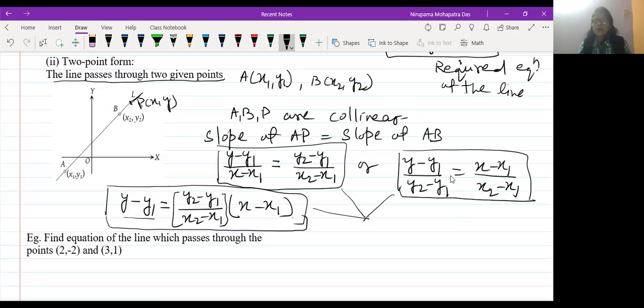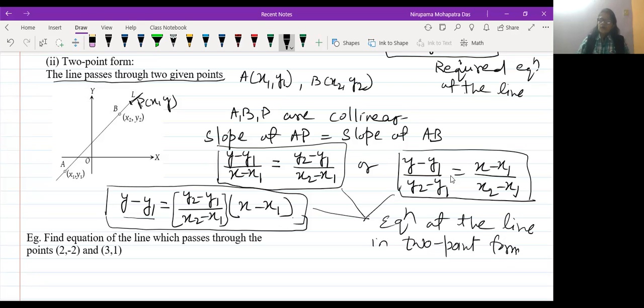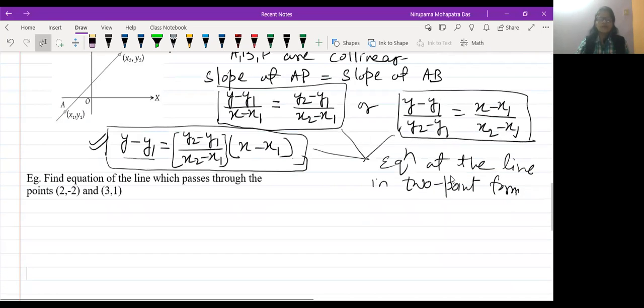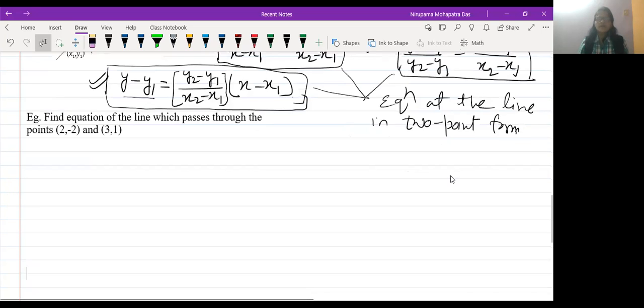Equation of the line in two-point form. Whichever form is convenient to you, you can remember easily, but the logic in all the cases is the same. I would prefer that you use this one, otherwise anything is fine. So find the slope first, then apply the formula. Now let's take one question.